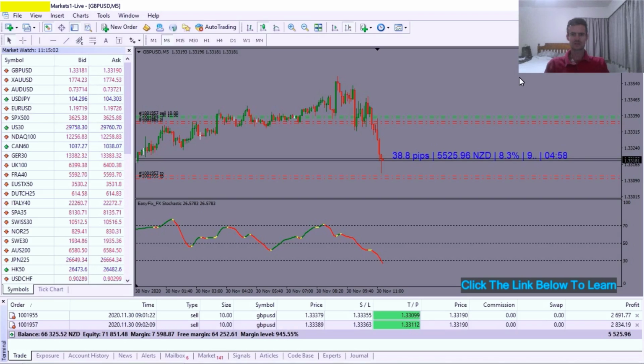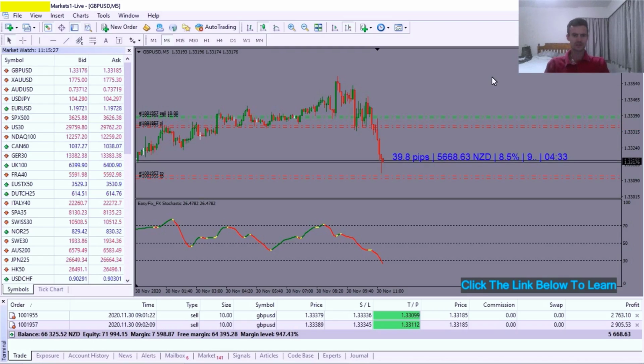The new candle's open. Now we've got 5 minutes left. As you can see on this candle, I'm up 8.5%, 8% on my account. Currently running just over $5,500 profits. I'm looking to make about $7,000 for the day, and I'll be happy with that scalp. So this is 2 positions, both sold at 10 lots.